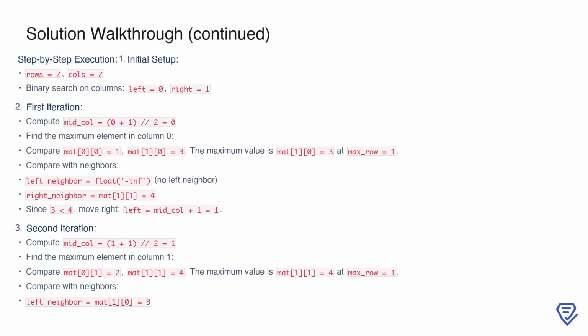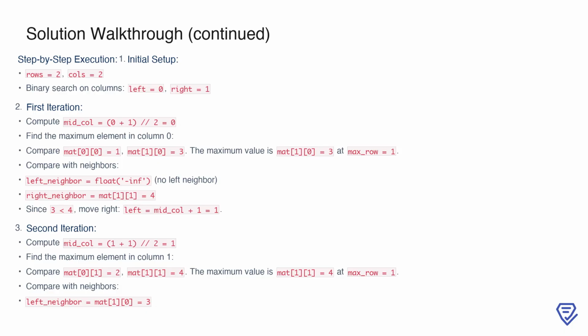Next, we compare this value with its neighbors. The left neighbor does not exist, so we treat it as negative infinity, left_neighbor equals -inf. The right neighbor is right_neighbor equals mat[1][1] equals 4. Since 3 is less than 4, we adjust our binary search to move right by setting left equals min_col plus 1 equals 1. In the second iteration, we calculate min_col equals (1 plus 1) // 2 equals 1.